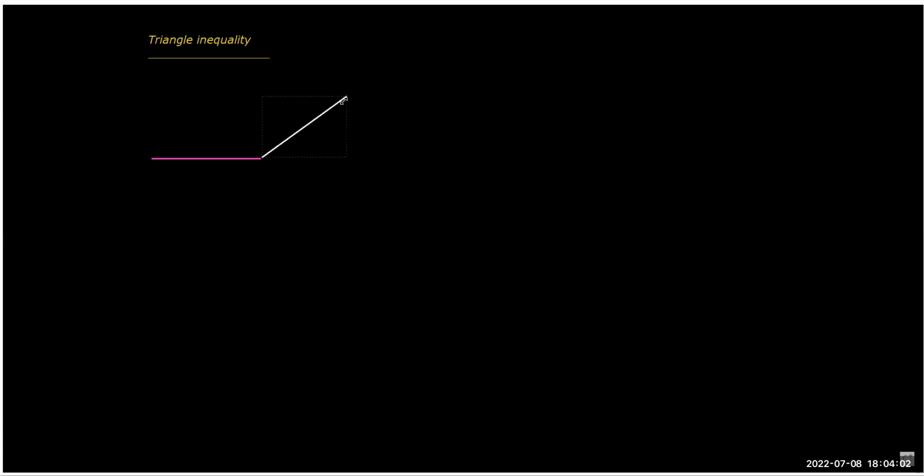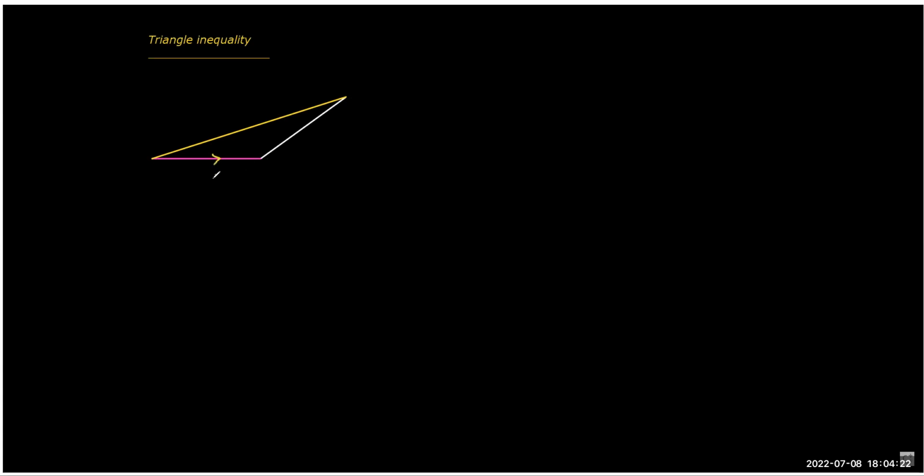Let's talk about something called triangle inequality. So what is triangle inequality? From geometry, you know about this, right? If we have any triangle, then from triangle inequality, what we know is that the sum of any two sides will be bigger than the third side. Correct? The sum of any two sides will be bigger than the third side.